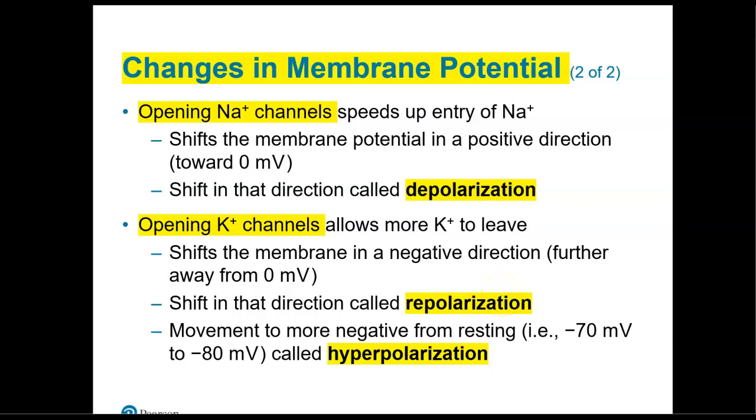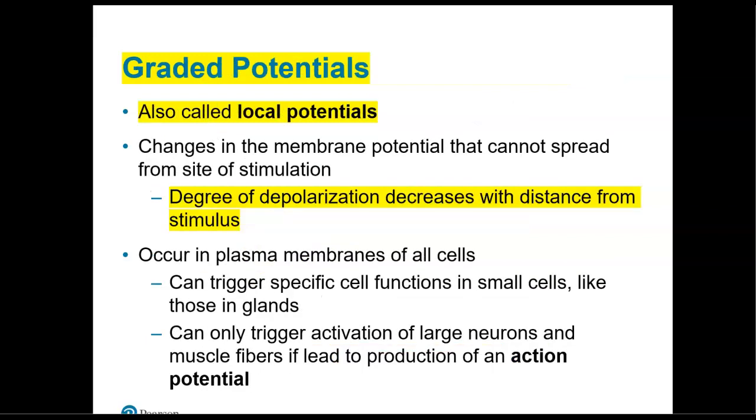And that will allow repolarization back to negative 70. Now, if we want to go even more negative than that, we can also open more potassium channels and go from negative 70 to like negative 80 or negative 90, and that's called hyperpolarization. So when we want to go more negative, we open potassium channels. When we want to go more positive, we open sodium channels. Opening sodium channels is depolarization. Opening potassium channels is repolarization or hyperpolarization.